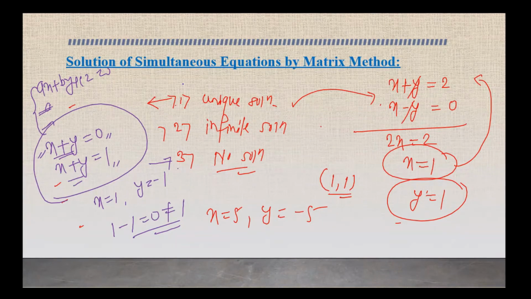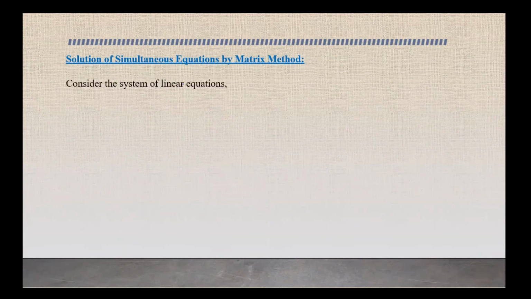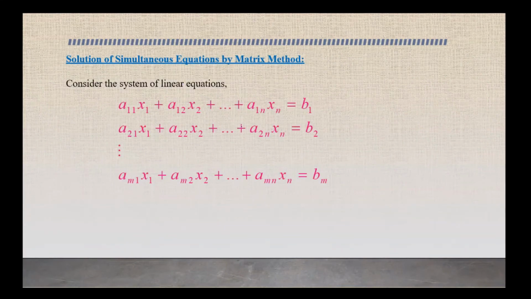Now first we discuss the method and then try to solve the problem using that method. So suppose we are given a system of linear equations. So there are n equations: a first equation, second equation and third equation. So in these equations, x1, x2, xn are the variables. These are the variables or unknowns which are to be determined.